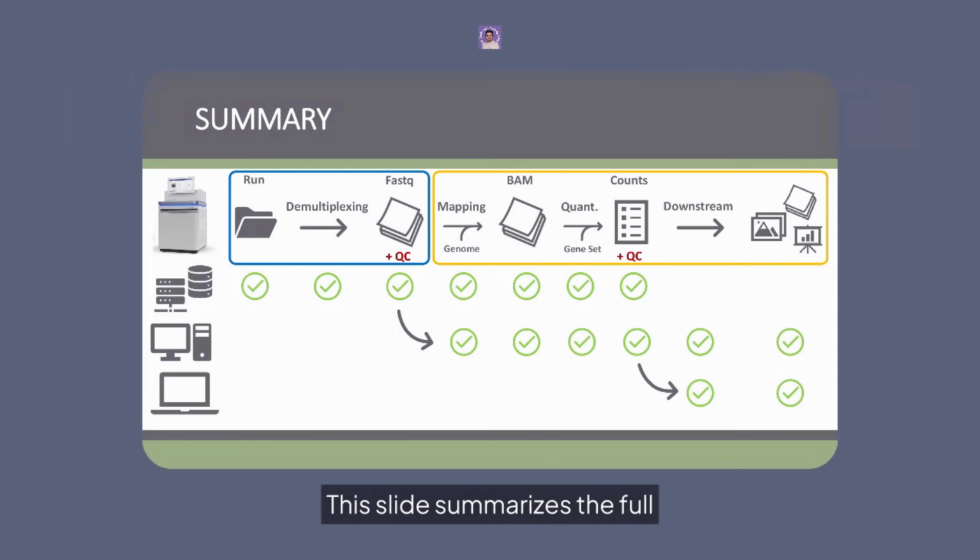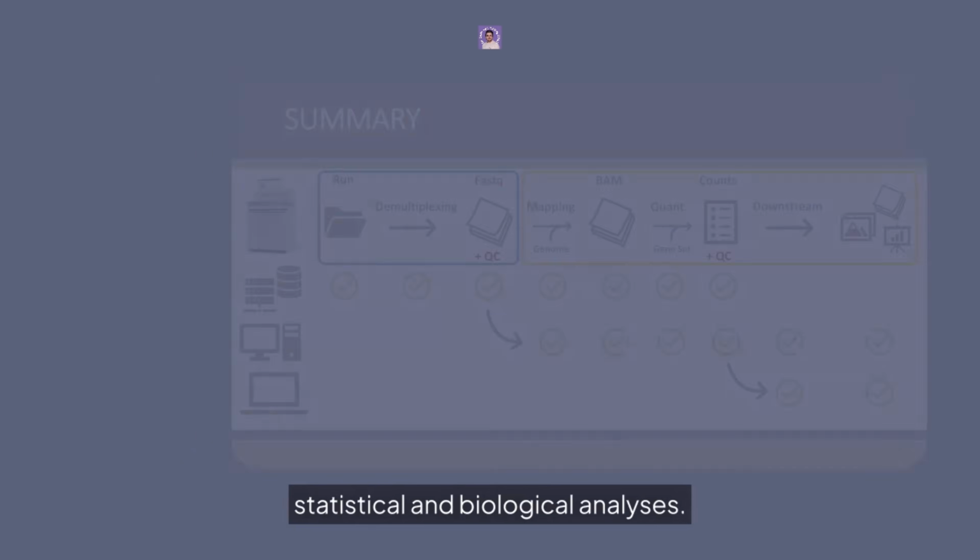This slide summarizes the full RNA-Seq workflow. We start from the sequencing run, demultiplex reads into FASTQ files, and perform quality control. Reads are mapped to the genome, quantified at the gene level, and counts undergo further QC. Finally, we conduct downstream statistical and biological analyses.